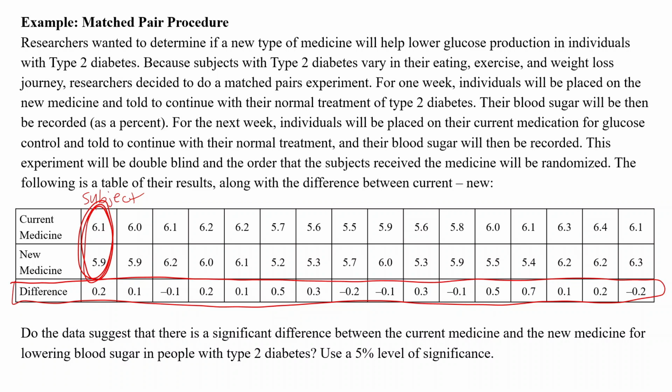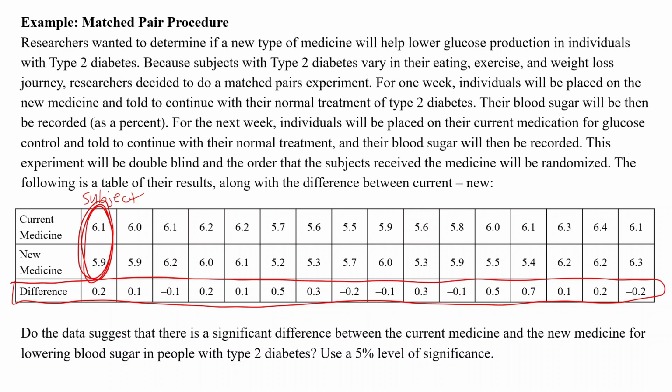And we have all of these differences here, and these are the data that we are going to be interested in. Do the data suggest that there is a significant difference between the current medicine and the new medicine for lowering blood sugar in people with type 2 diabetes? Use a 5% significance level.